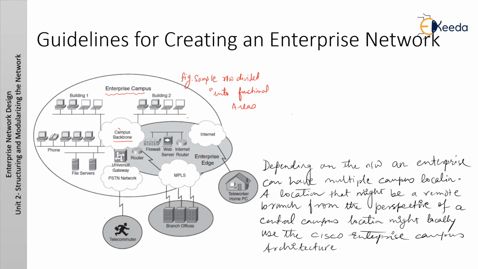Guidelines for creating an enterprise network. This figure shows a sample network divided into functional areas, whatever was discussed in the previous slide: enterprise campus, campus backbone, internet, MPLS, universal gateway, PSTN network, telecommuter, branch offices, teleworker home PC. So these dark shaded areas show the different modules, and this whole thing is the enterprise campus.